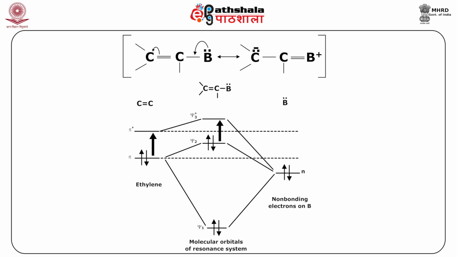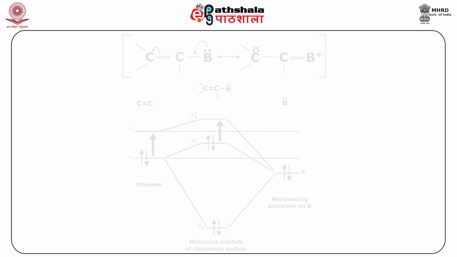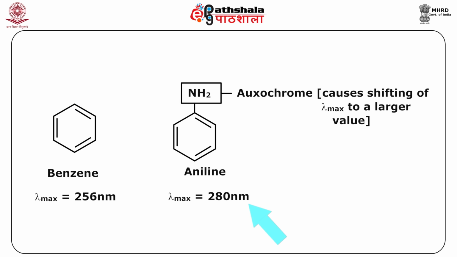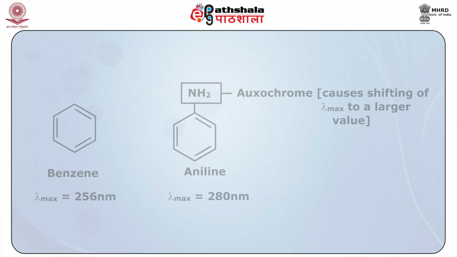Actually, the combination of chromophore and auxochrome behaves like a new chromophore having a different value of absorption maxima. For example, as you can see, benzene shows lambda max at 256 nanometer, whereas aniline shows lambda max at 280 nanometer. So, the addition of NH2 group has increased the lambda max value. Hence, the NH2 group acts as an auxochrome and causes the shifting of lambda max to a greater value.